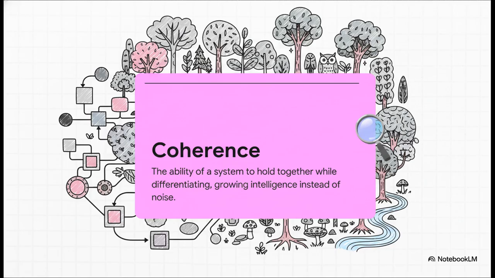It's coherence. The best way to think about it is like a healthy forest. It's super complex, it's incredibly diverse, but it all just works together. It holds together. Coherence is basically a community's ability to do the exact same thing, to grow, to get more complex, but without just fragmenting into a bunch of random, chaotic noise.